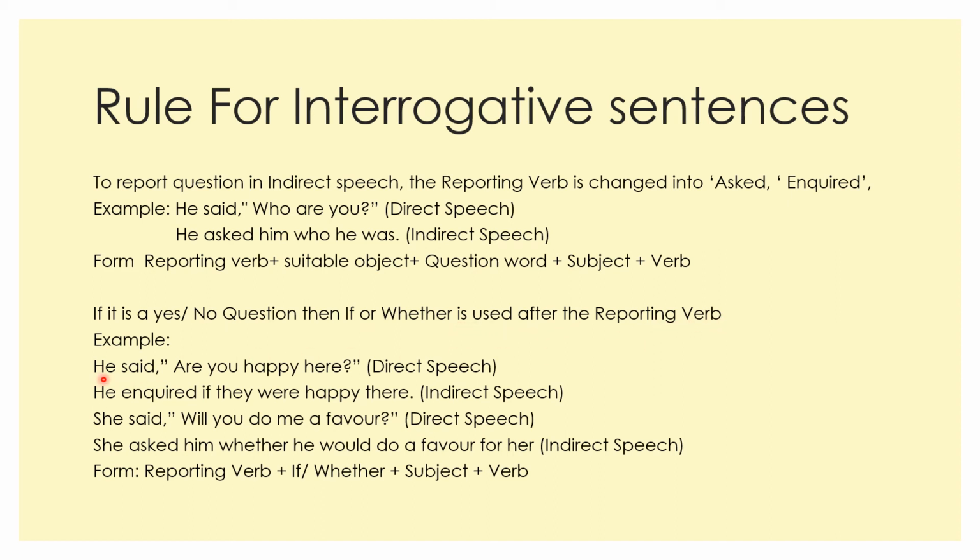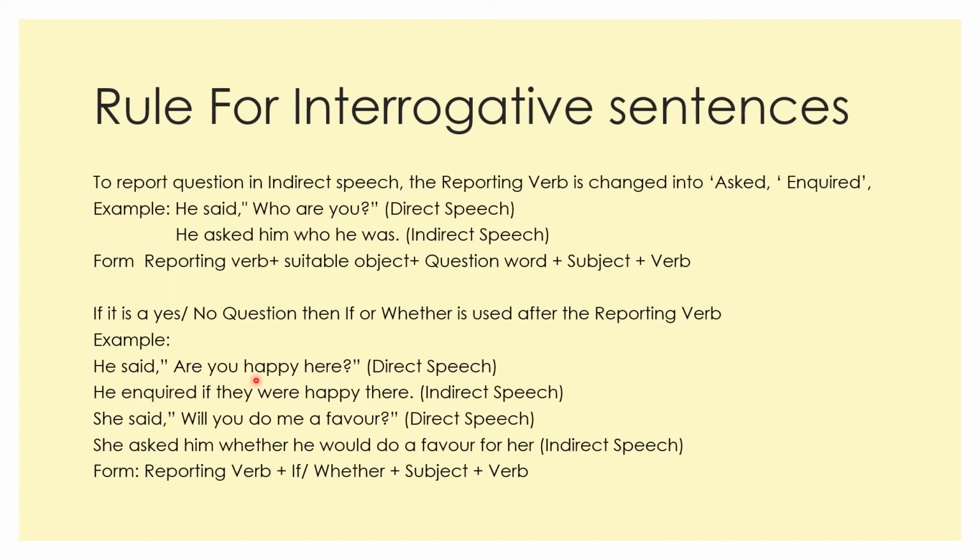If it is a yes no question, then if or whether is used after the reporting verb. Look at the following example. He said, are you happy here? Now, are you happy here? This is a yes no type of question. If someone asks you, are you happy? You will answer either yes, I am happy, or no, I am not happy. So this is a yes no type of question.